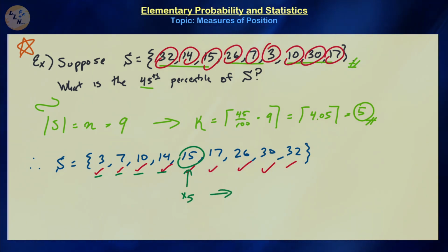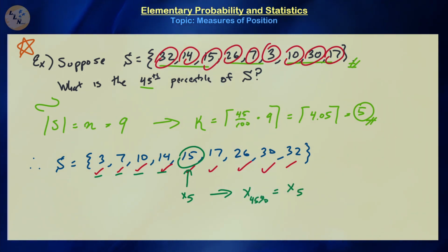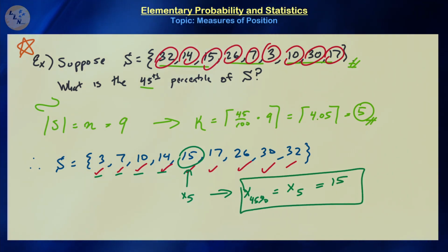So that means the 45th percentile, which is going to be x5, is going to be equal to 15. So that means 45% or less of the data should be less than or equal to this number, right? And you should be able to verify that that is indeed the case.